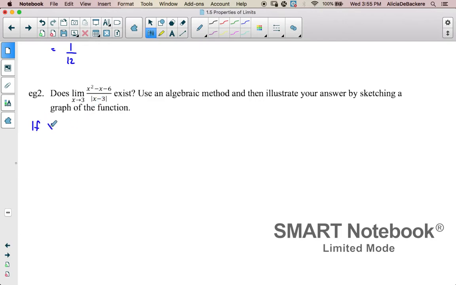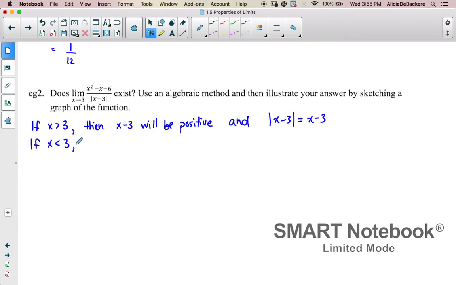So let's see, we're going to summarize this. If x is greater than 3, then x minus 3 will be positive. And taking the absolute value of x minus 3 is the same as just x minus 3, right? It doesn't actually change anything. What's more interesting is if x is less than 3.